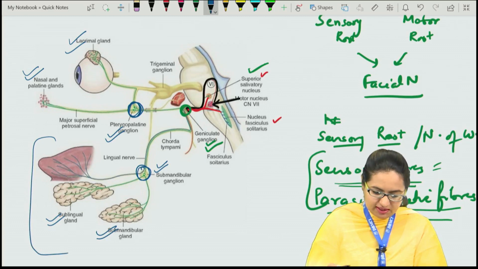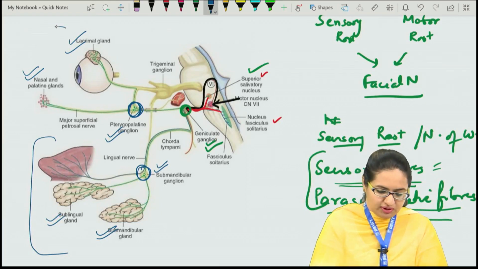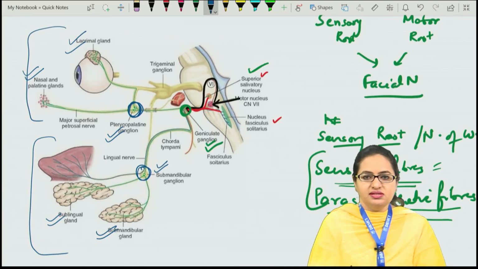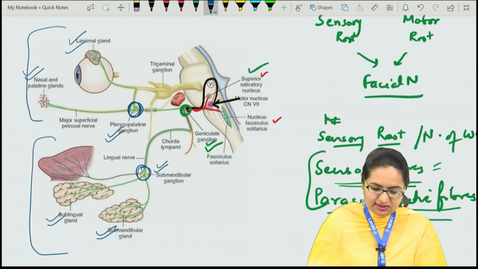For the sublingual and the submandibular gland, the parasympathetic fibers run through the chorda tympani nerve and then relay in the submandibular ganglion and then are distributed to these glands. When we talk about the lacrimal gland and the nasal and the palatine glands, the parasympathetic fibers run through the greater petrosal nerve, which is the first branch of this facial nerve, and it follows a pathway and finally relays in the pterygopalatine ganglion, and then the postganglionic fibers are distributed to these glands.